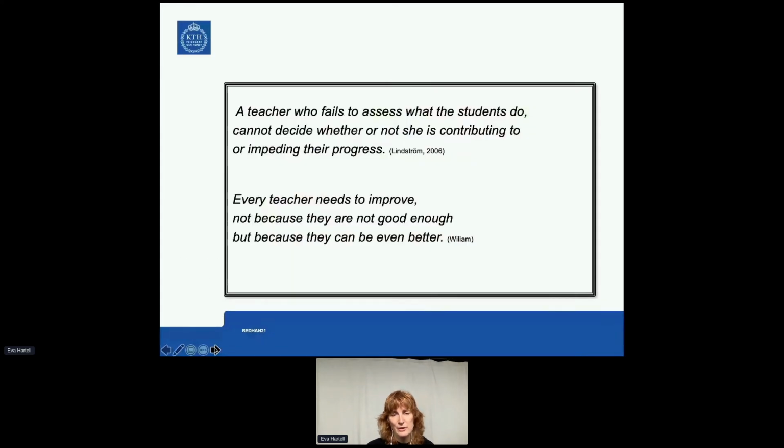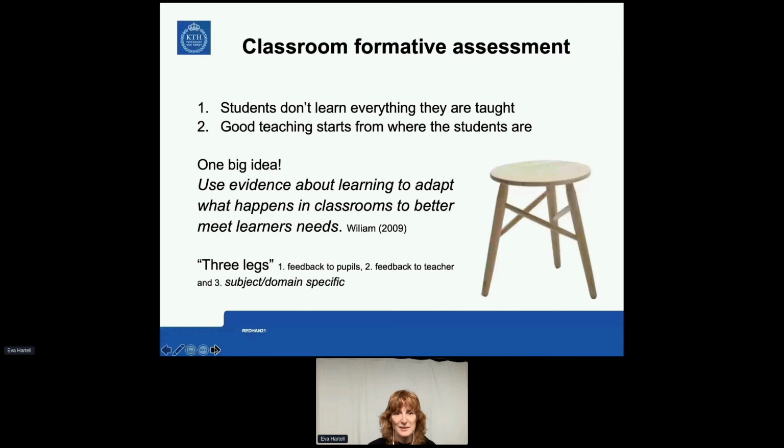But first, just to frame the whole session, are these two quotes, which I take a moment to read for yourself. These two quotes are the quotes that I always carry with me, and during this presentation as well. And also, when I say formative assessment, this is what I mean. It's to use evidence about learning to adapt what happens in the classroom to better meet the learner's needs. And this is generic, but also very subject-specific.